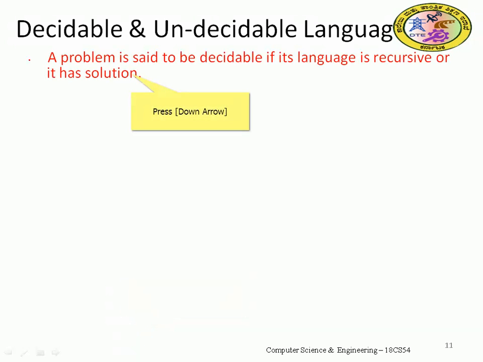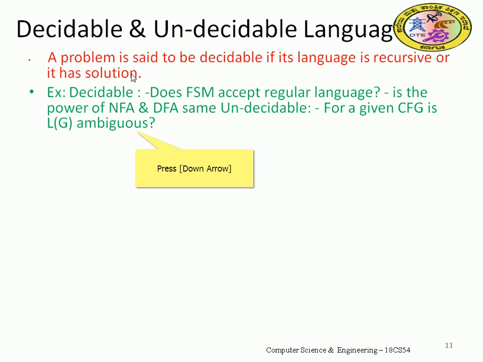Now decidable and undecidable languages. A problem is said to be decidable if its language is recursive, that is, it has a solution. Example of decidable: does a finite state machine accept a regular language? Is the power of non-deterministic finite automata and DFA the same? Undecidable: for a given context-free grammar, is L of G ambiguous?